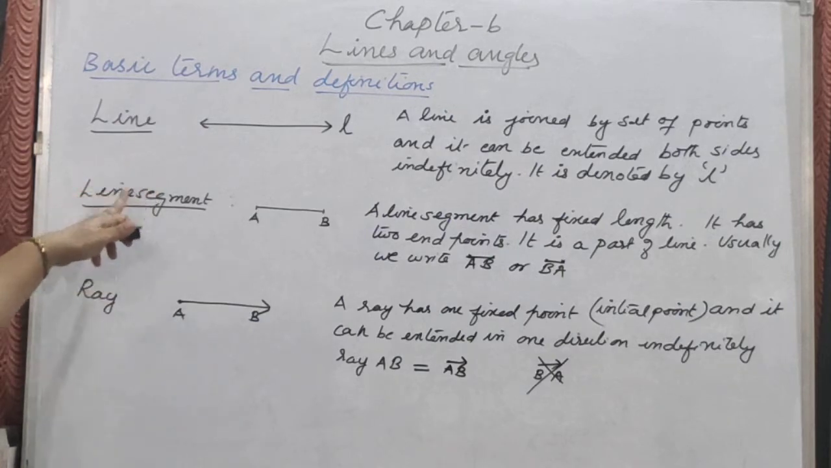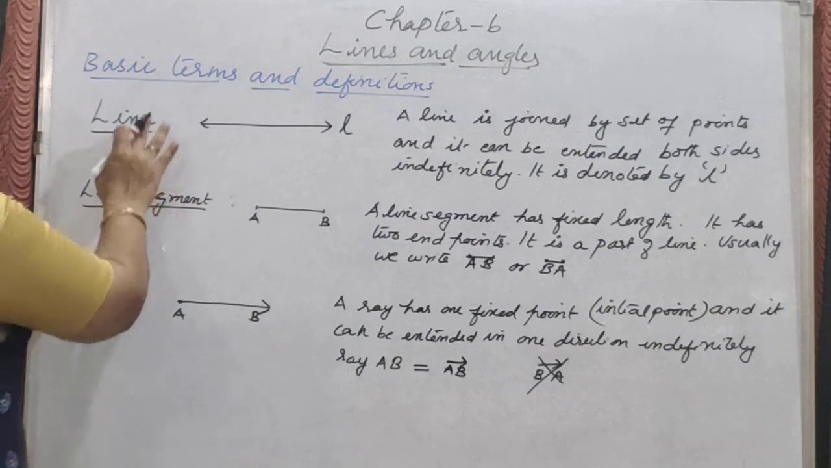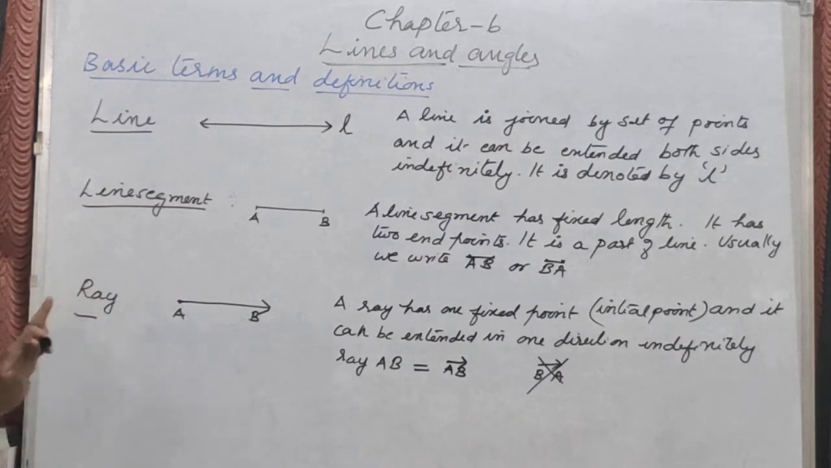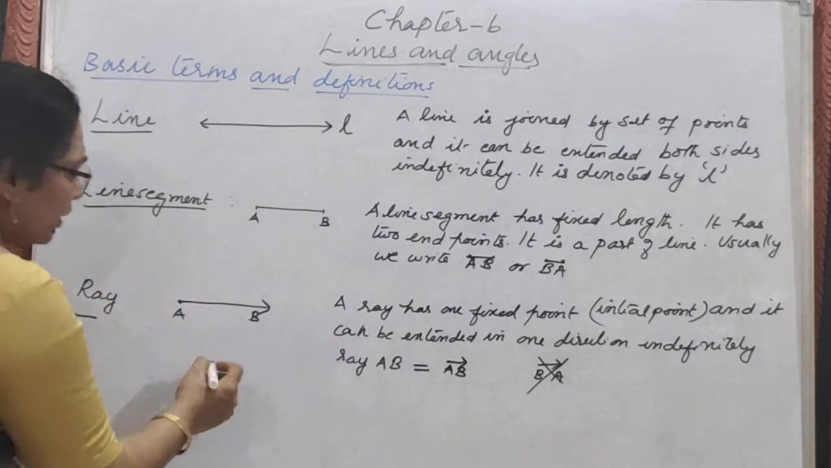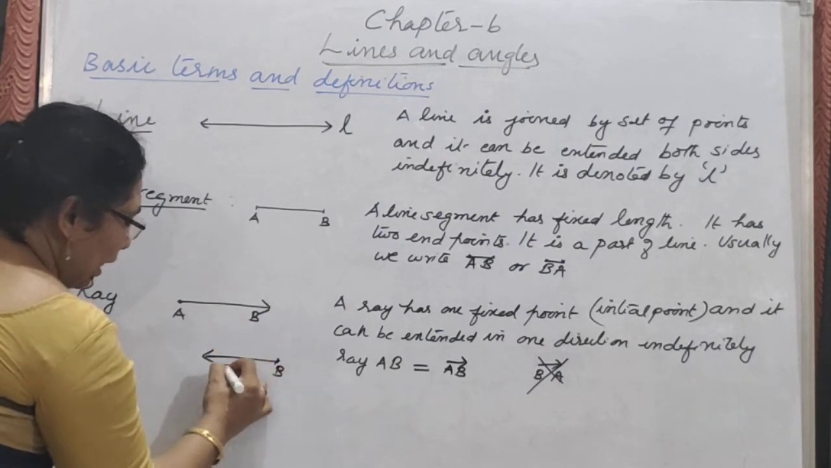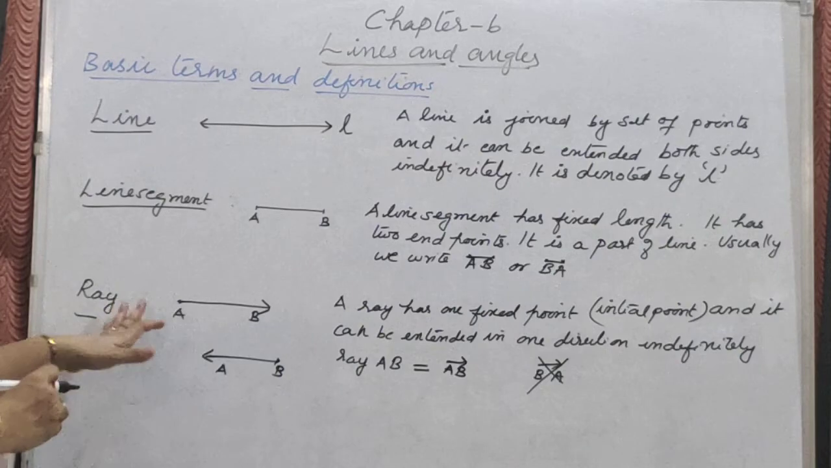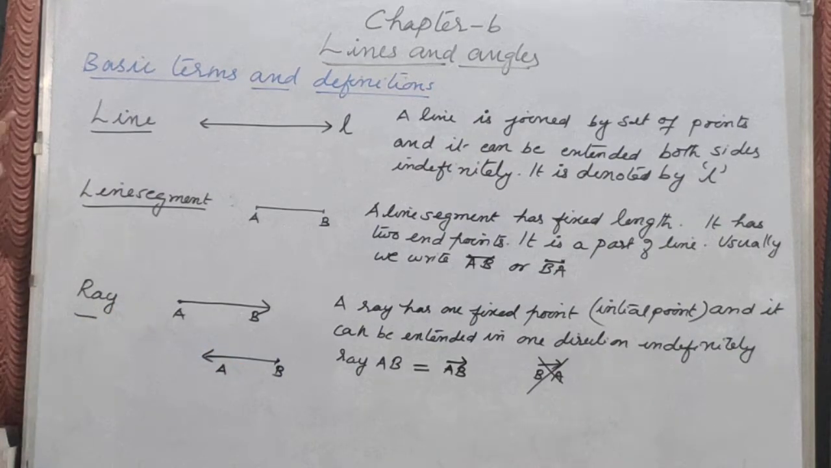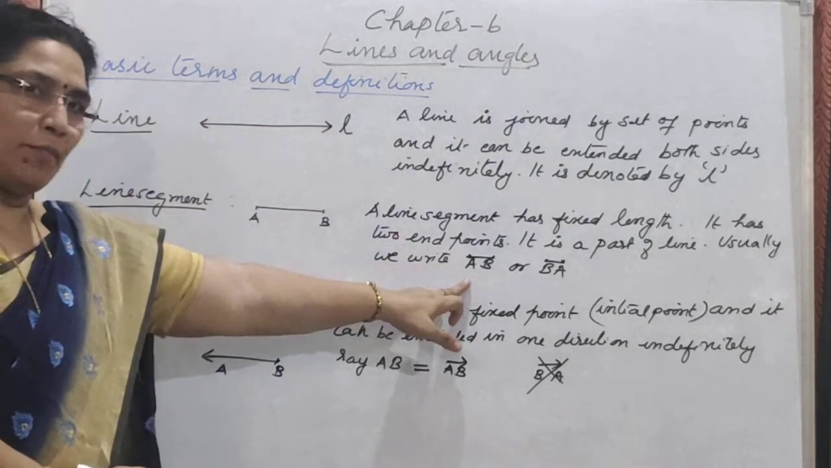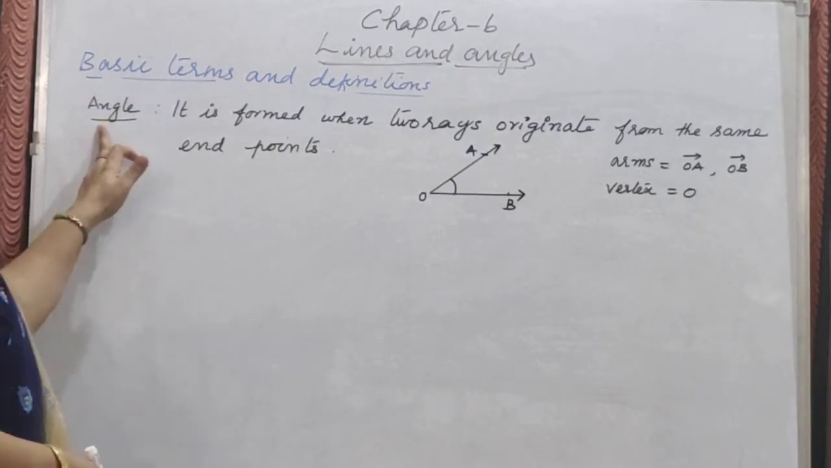So once again: line, line segment, ray, what are they? Line means we can extend it on both sides. Line segment means a part of a line. It has a fixed length and 2 fixed points. And ray means it is extended only on one side. If you are drawing the diagram like this and you write BA, this will be ray BA because the starting point is B, right? It is also extended in one direction only, whereas a line can be extended in both directions. A line is denoted by a small letter, a line segment is denoted like this, and a ray is denoted like this. After studying ray, you have to study angle.